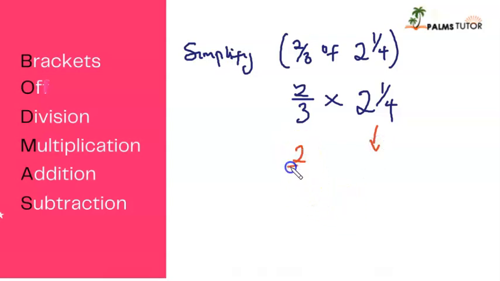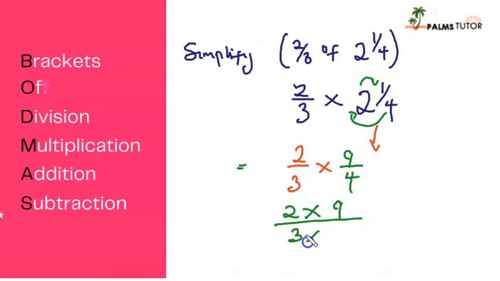So now we have 2 over 3 multiplied by, changing this to an improper fraction, 4 times 2. That gives us 8 plus the numerator, that gives us 9. So we have 9 over 4. 2 over 3 times 9 over 4. You can begin to simplify directly, but I would always advise, write all your numerators together, times, and then you have 3 over 4.